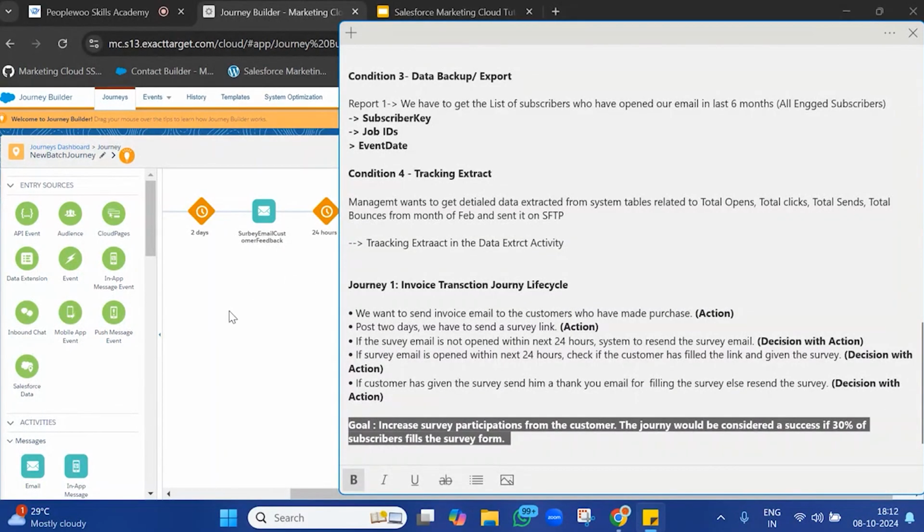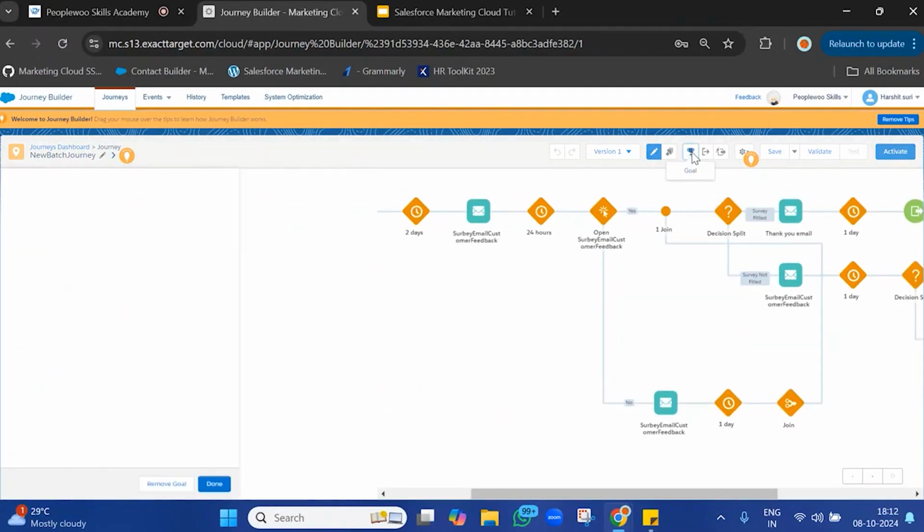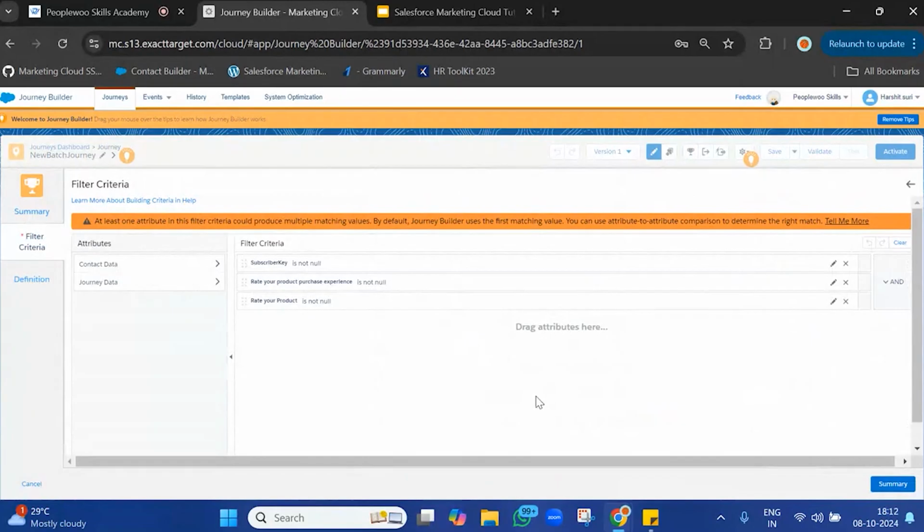So every journey has a particular goal. That means you can measure the success of a journey, whether the journey which you have developed is able to achieve its purpose or not. This journey is used to solve a business problem.